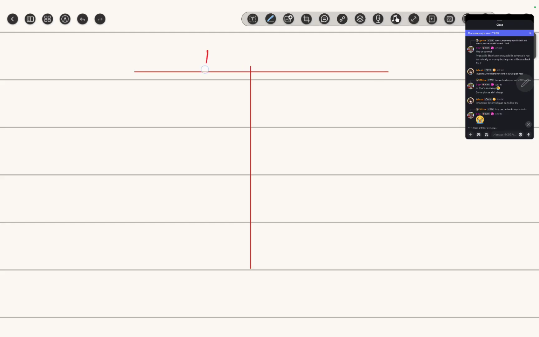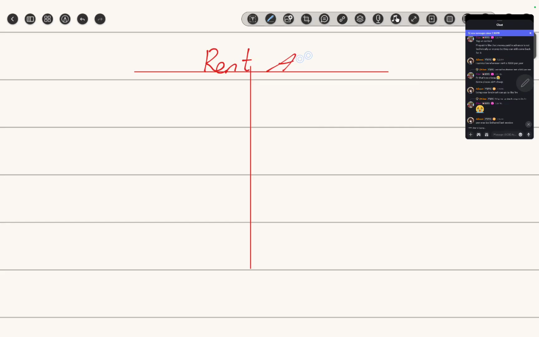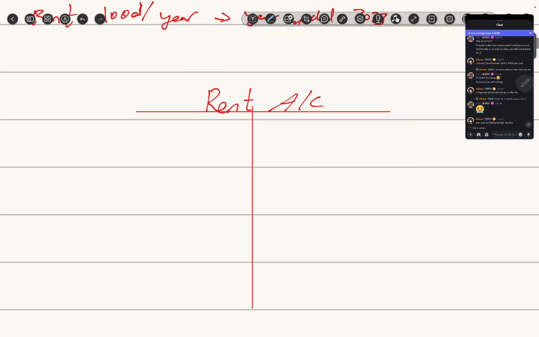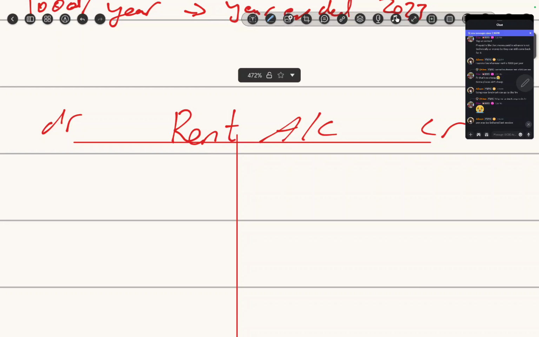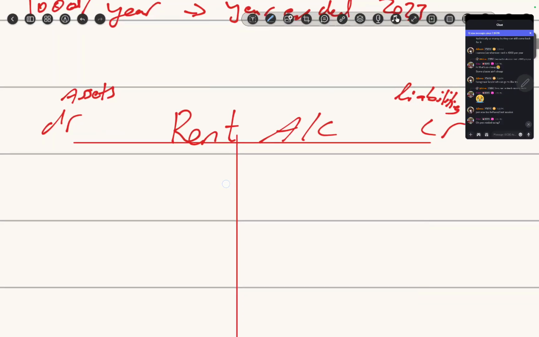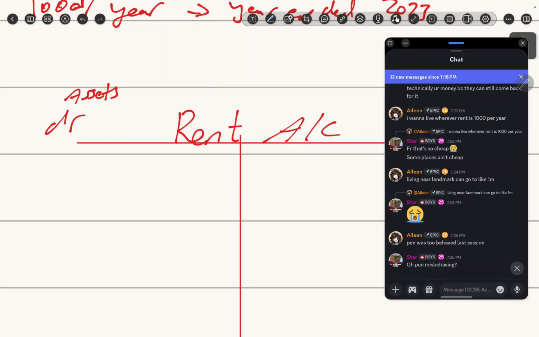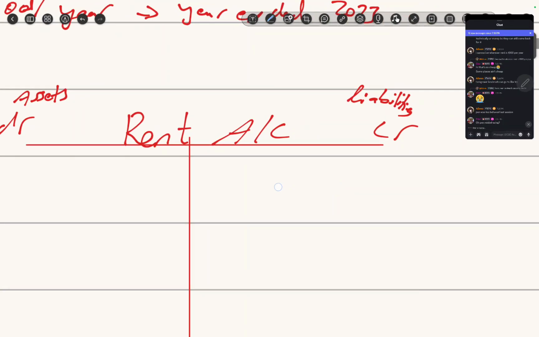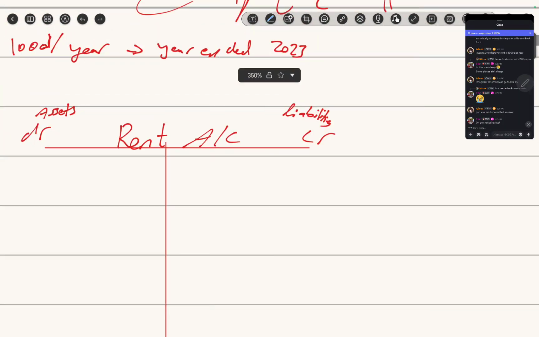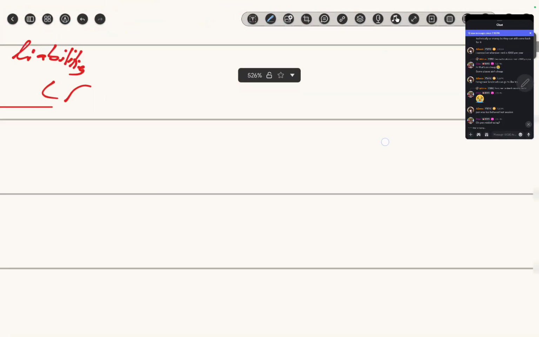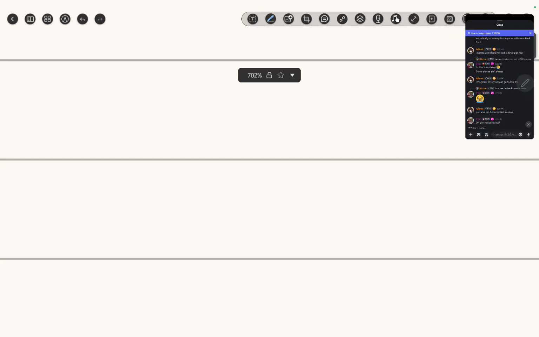so let's just say this is our rent account. All right. Now you guys know this is the debit side, this is the credit side. The way I like to remember it is, assets come on the debit side and liabilities come on the credit side. Everybody knows that. Assets come on the debit side, liabilities come on the credit side. Now let's have a look at which ones are assets and which ones are liabilities.